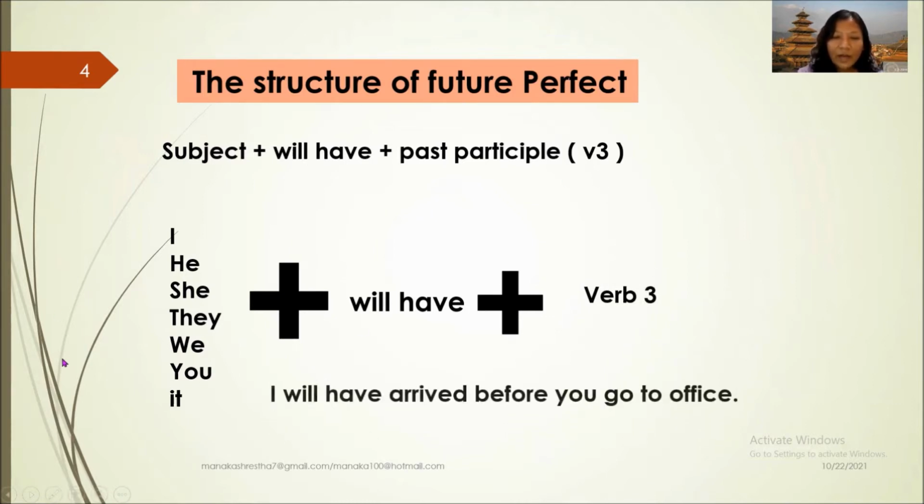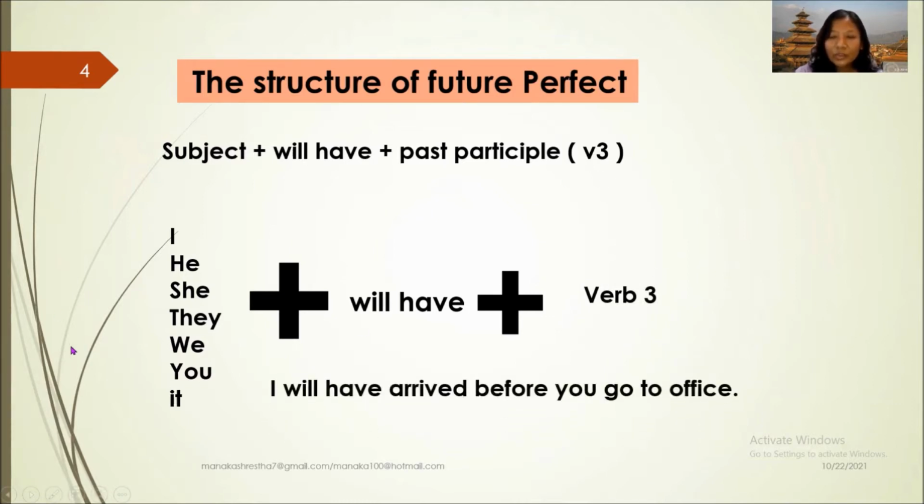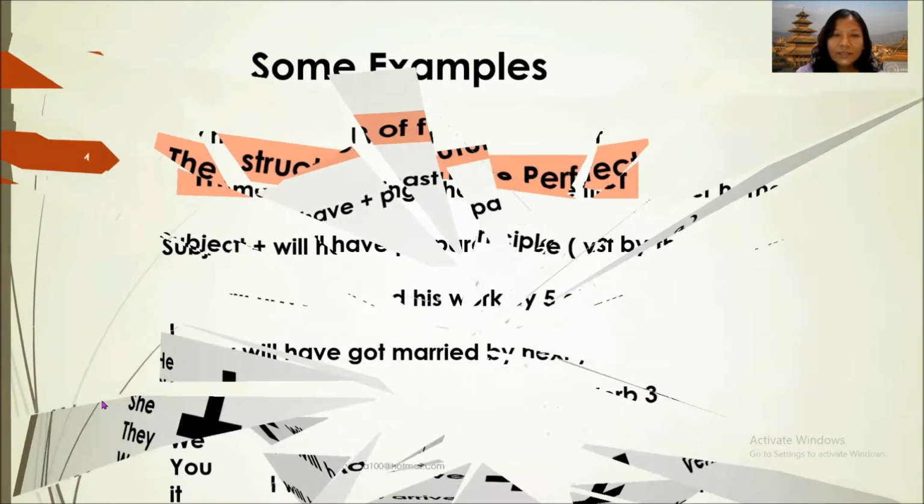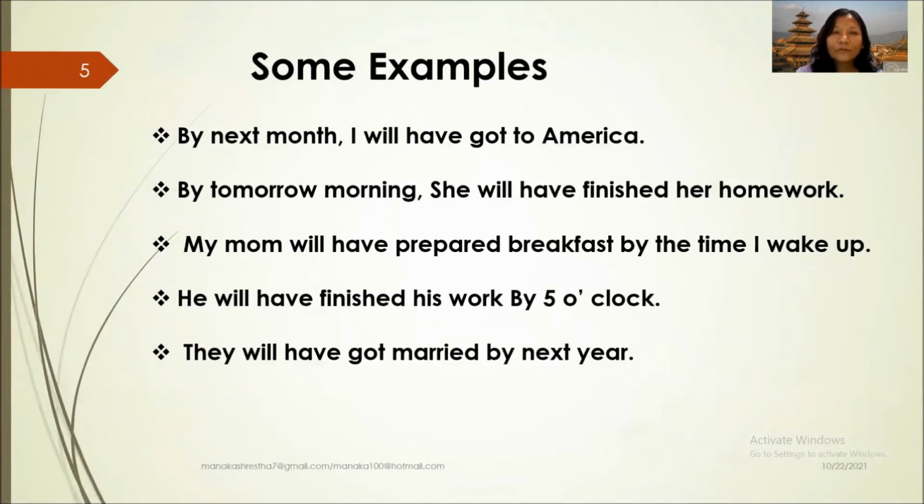For example, I will have arrived before you go to office. He will have arrived before you go to office. She will have arrived before you go to office. They will have arrived before you go to office. You can make lots of sentences using this structure. Here are some examples of the future perfect tense.